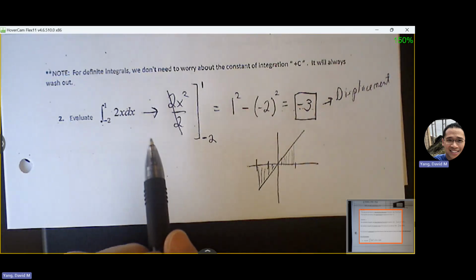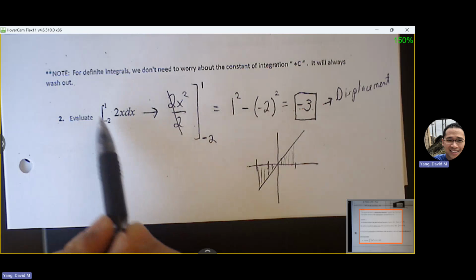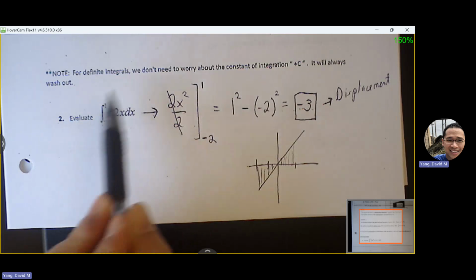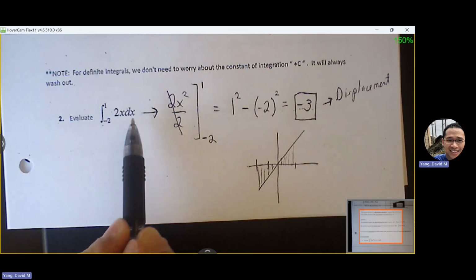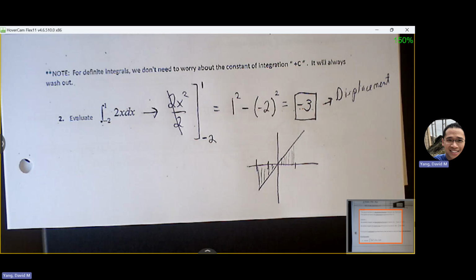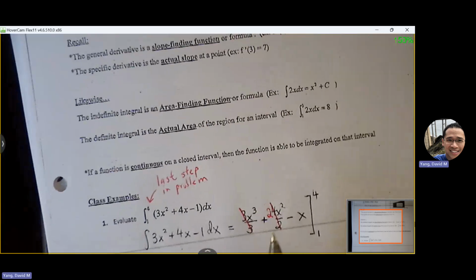Later on in future units, we're going to adapt this integral so that we can always get a positive number, so we can call it area. But right now, we may get a negative answer, which is area related, but it's not quite area. It's more displacement. All right, next page.